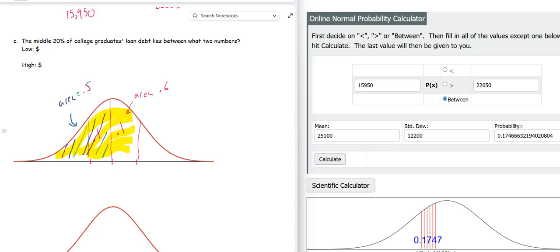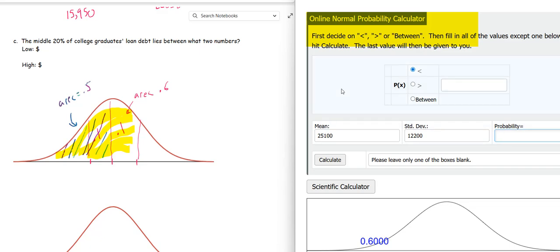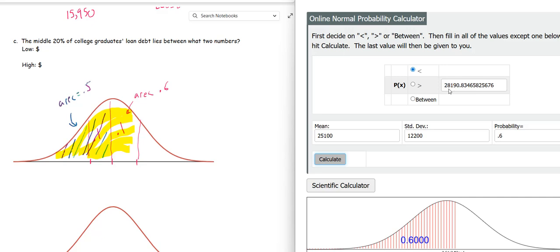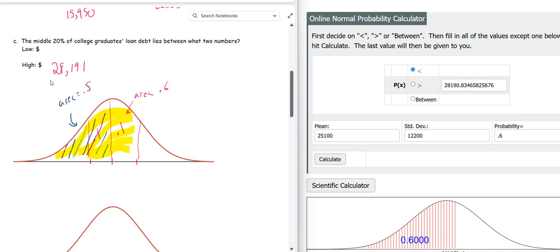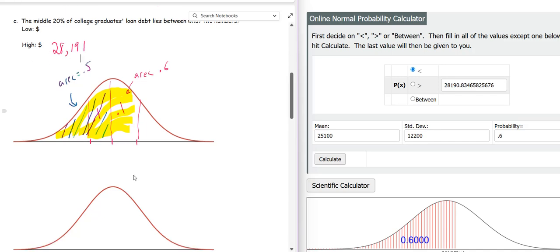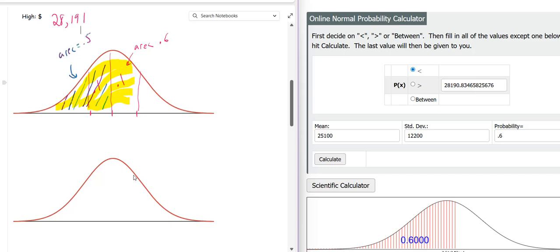The area is 0.6. So I go over here to my normal probability calculator and I put 0.6 in as a probability, and I want less than because I want the area of the highlighted region. And I click calculate. And I get, rounded to the nearest dollar, 28,191. So the high amount is $28,191.